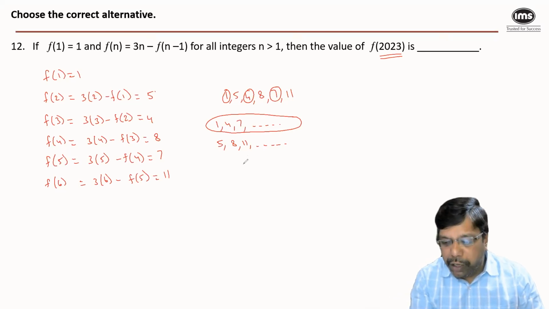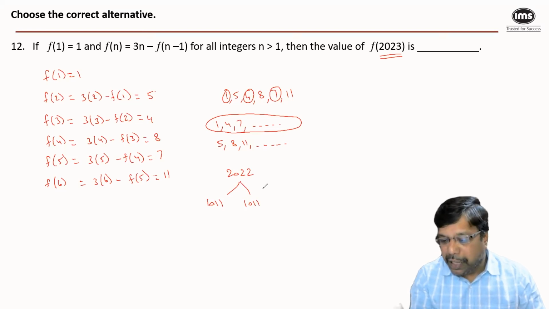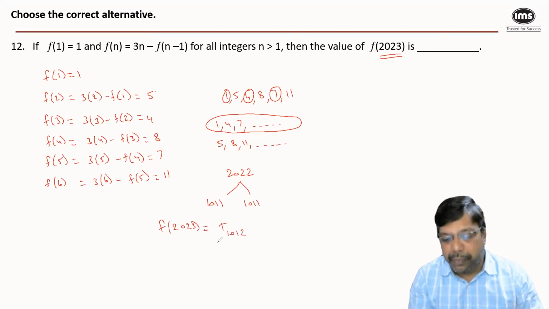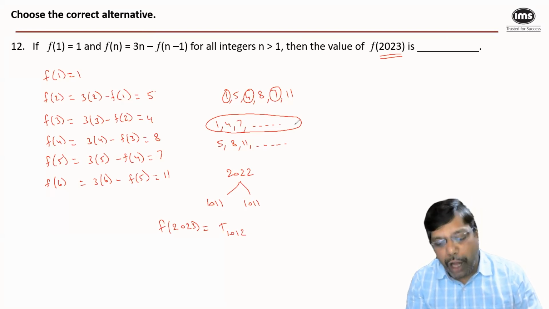Easier way to find out is in the first 2022 numbers, we will have 1011 numbers in the first series and 1011 numbers in the second series. Hence, f of 2023 will be the 1012th term in the series of 1, 4, 7, so on.